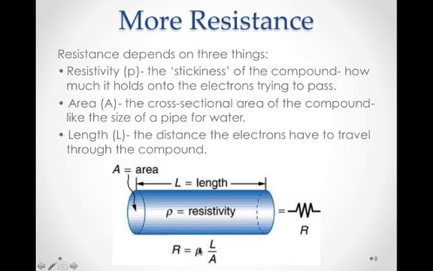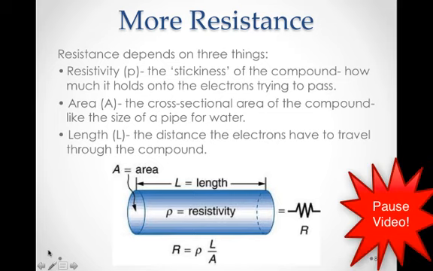Obviously, if it's more resistive, then it's going to have more resistance. If it's longer, you have to travel through more stickiness, so it's going to be more resistance. But if you have more area that you can cross through, more pathways, if you will, for the current to flow, the area here is going to decrease the overall resistance.